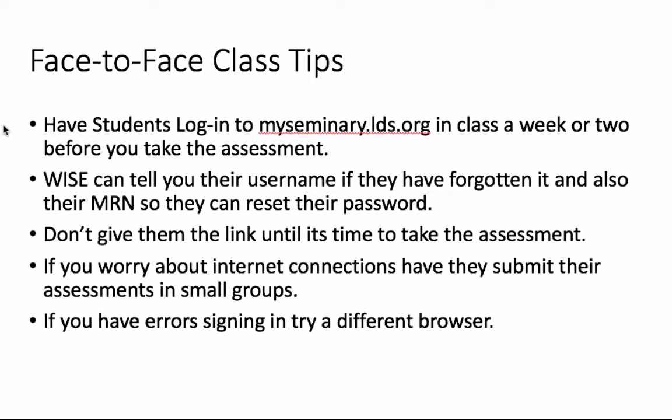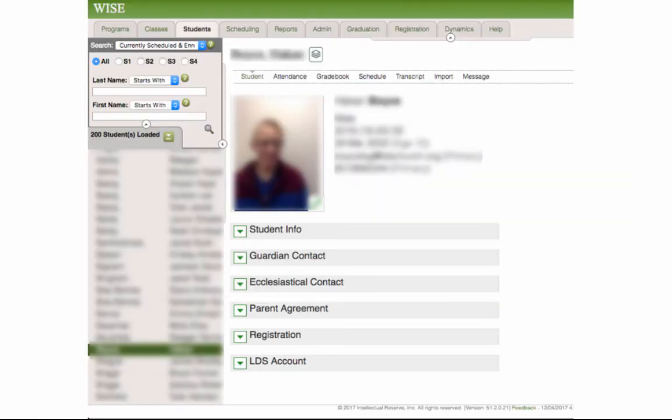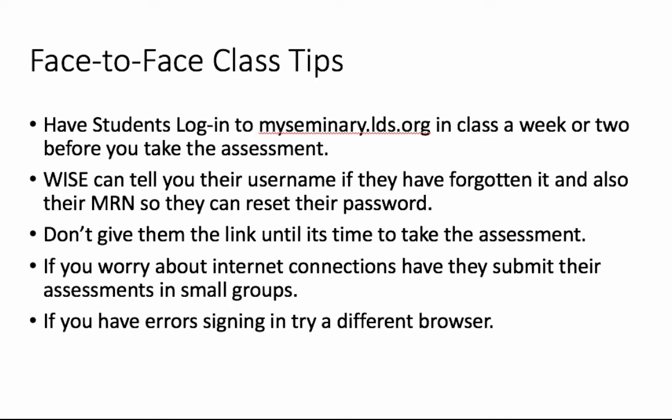Now, you might need to take 30 minutes to help everybody get their usernames and passwords set. WISE can tell you their username if they've forgotten it, and it also can tell you the MRN so that they can reset their password. If you log into WISE, and notice I'm right here on the Students tab, you click on that, go to that person, and right here you click on that arrow and it will tell you their LDS account username. And if you click on Student Info and they're a member, it will tell you their MRN. The MRN will help them reset their password. They need to know their birth date and their MRN. You can give them the MRN, they should know their birth date, and they can reset that fairly quickly on their own device.